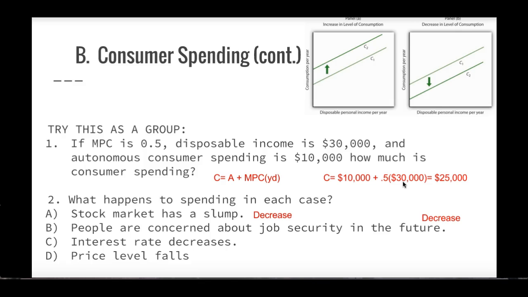C, if the interest rate decreases, again, that's going to be related to our loan. So if it's cheaper to get a loan, yep, I'm going to get a bunch more loans. So it's going to increase the spending. And D, if the price level falls. If things as a whole are cheaper, well, then yeah, I'm going to go spend some money. So it's going to increase spending. How'd you do? Hopefully well. Let me know if you have any questions about those.